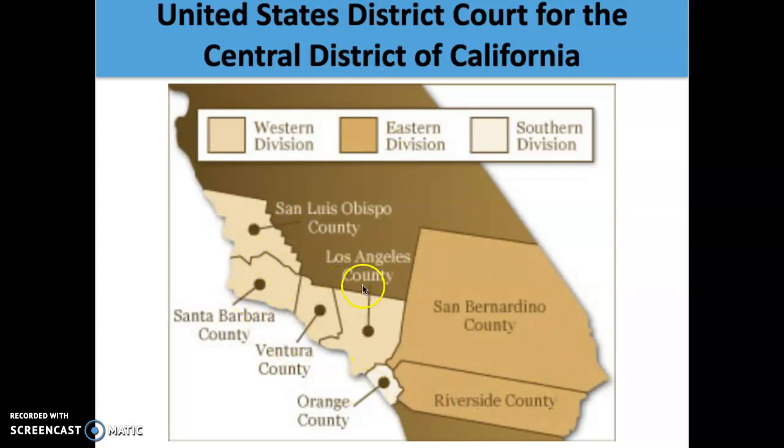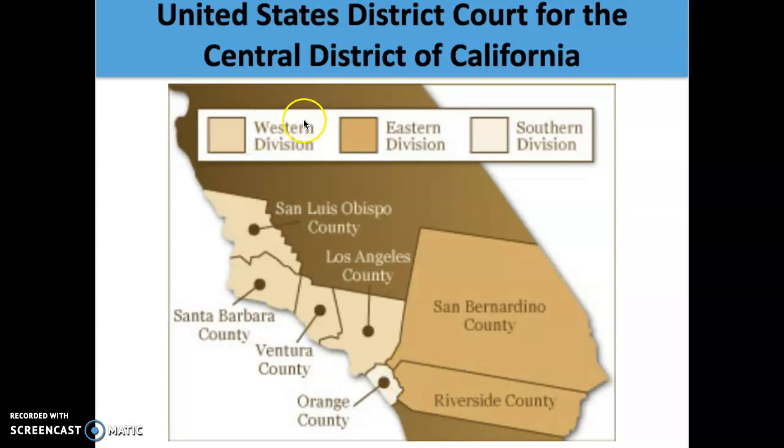But more specifically, based on how the courts in the Central District have divided venue, the proper venue for a federal crime occurring in San Bernardino County would be in the Eastern Division, San Bernardino County, Riverside County. And that federal courthouse is located right about here in Riverside, California. So that would be the proper venue. So if I committed a federal crime in San Bernardino County, I would go to Riverside. There's a federal court in Riverside County. That's part of the Eastern Division.